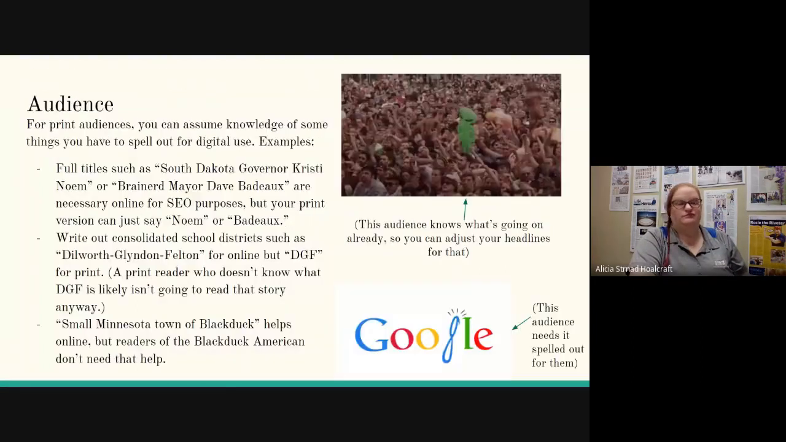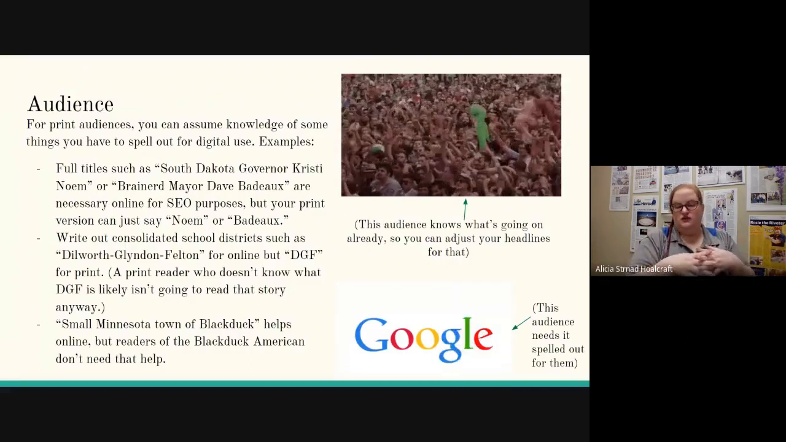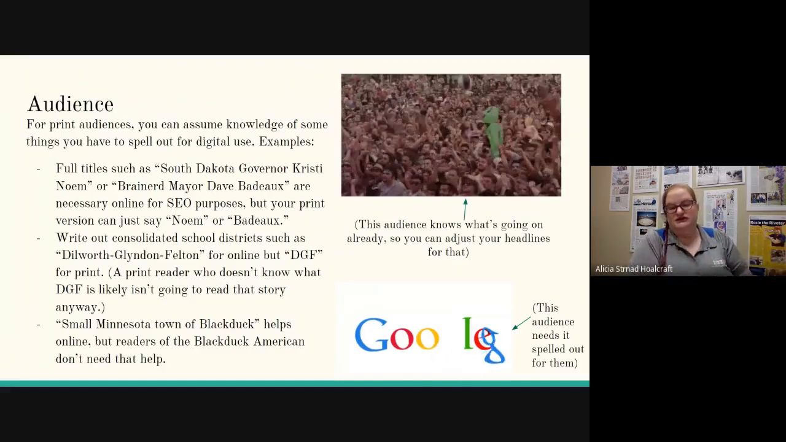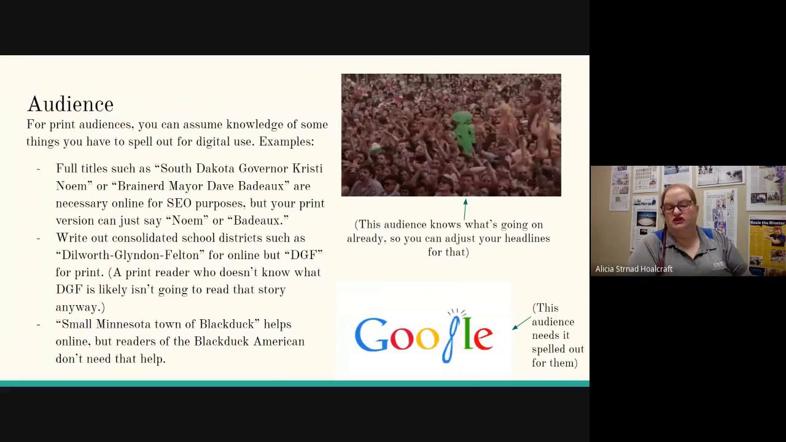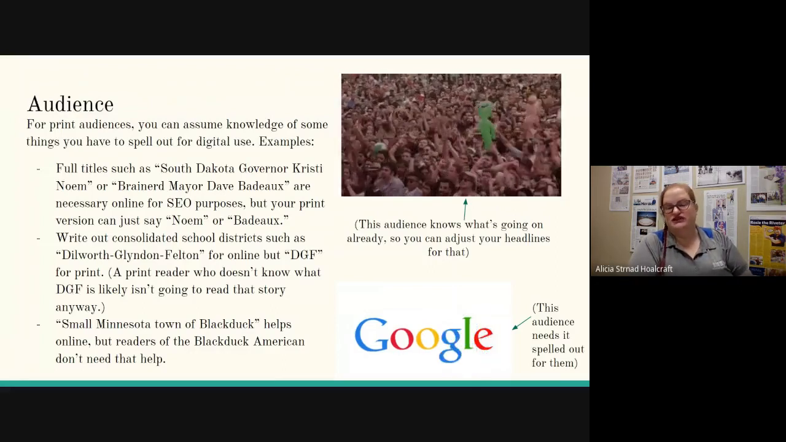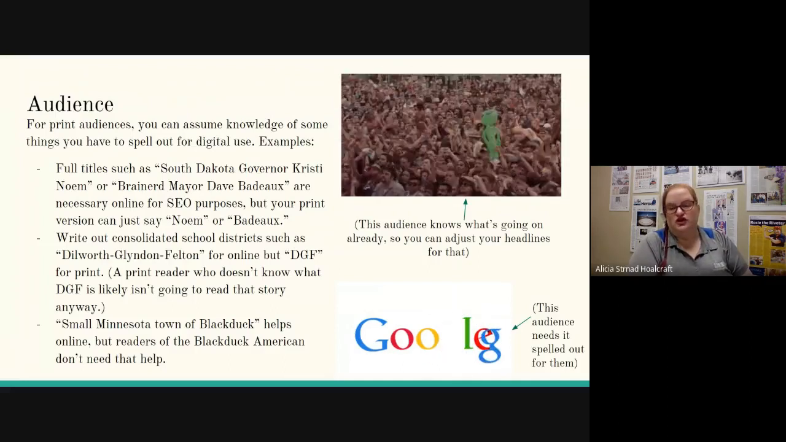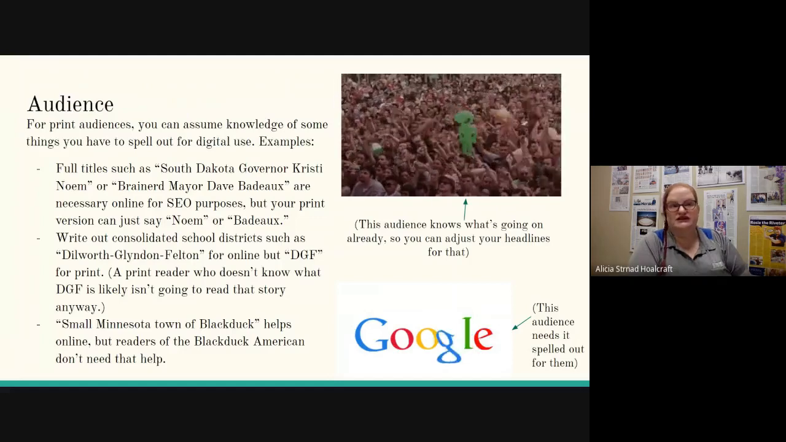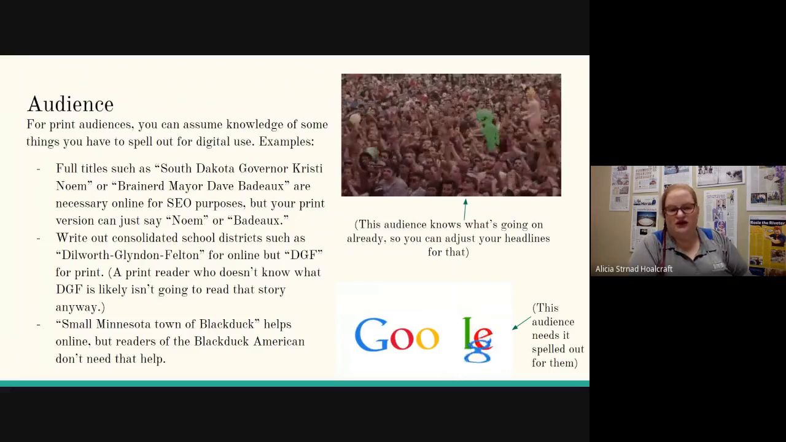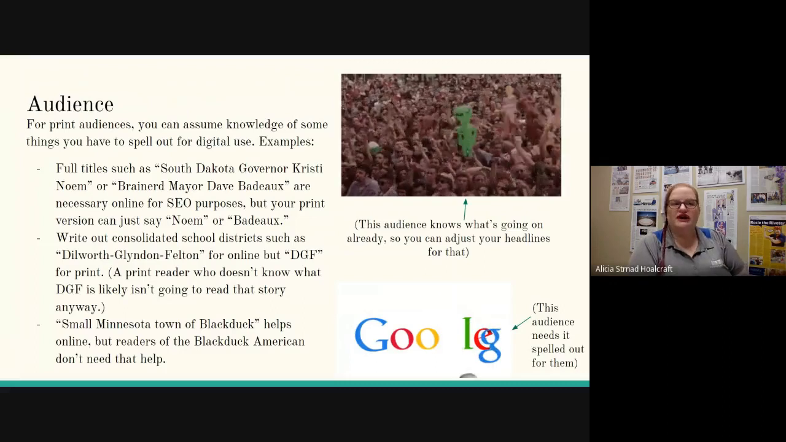It makes it easier. So in terms of audience, again, the audience for the web is the whole world, and it's Google. Local is your local people. So for digital, you've been instructed that in your headlines, you need to write out, for example, South Dakota Governor Kristi Noem, or the mayor of your local community. But in your print headline, when you rewrite a headline for print, you can just say Noem, or you can just say the last name of your mayor. A lot of these things can be shortened because the readers know who and what you're talking about.